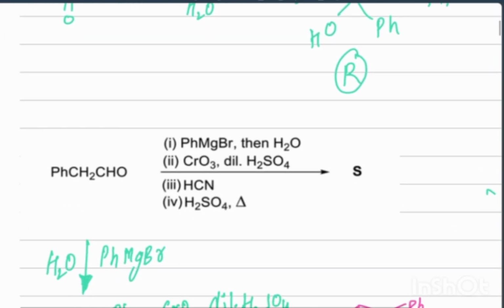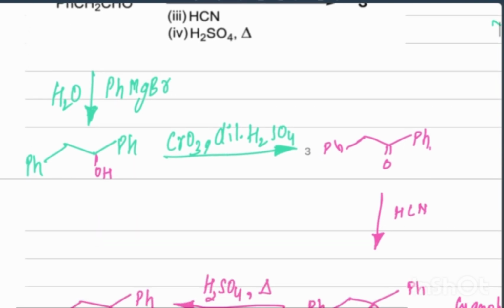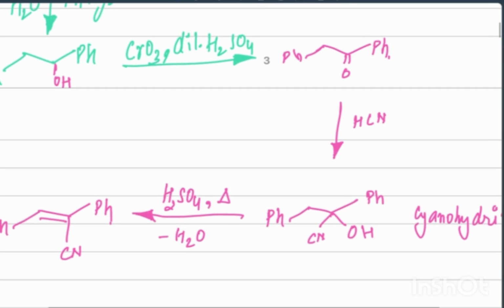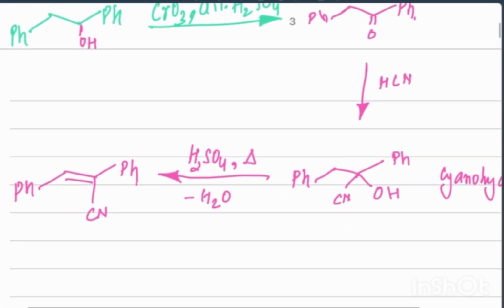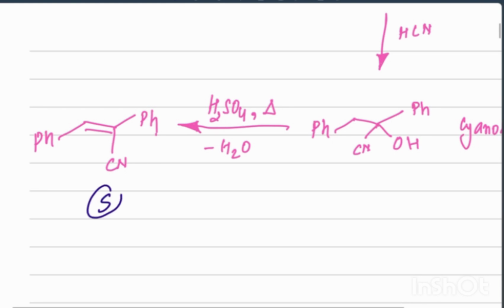And then in the next reaction, aldehyde is reacting with the PhMgBr, we will get this type of product. And after that, when CrO3 in the presence of dilute H2SO4 is reacted, it will oxidize this 2-degree alcohol to the ketone. And when HCN is reacted in the next step, it will react with the carbon, and we will get the cyanohydrin. And this cyanohydrin, when heated in the presence of H2SO4, there will be dehydration, and we will get this type of alkene. So this will be the final S product.